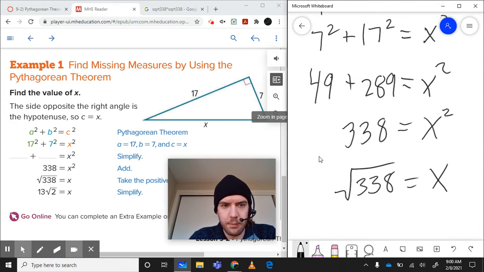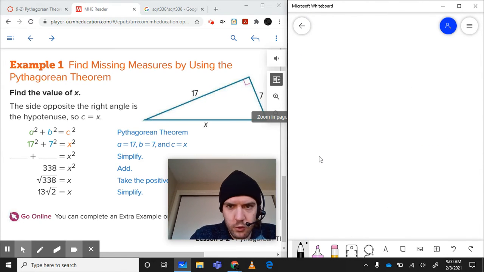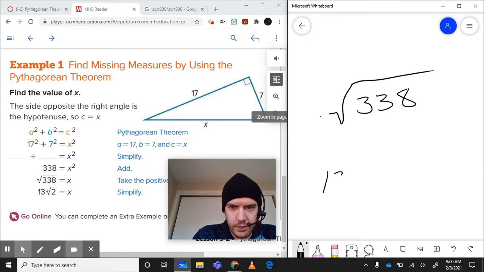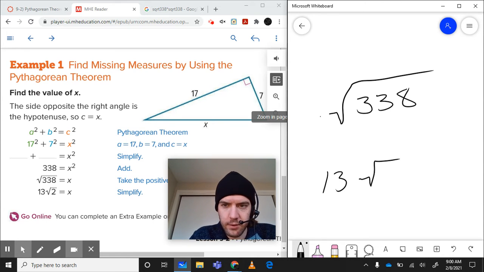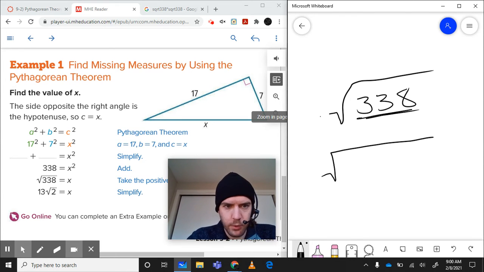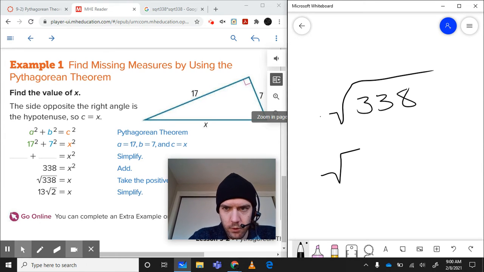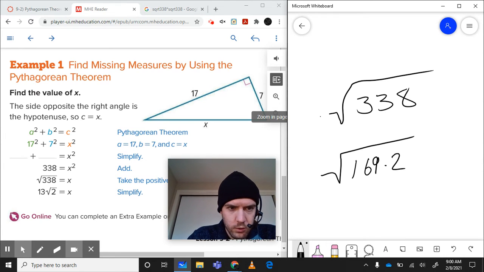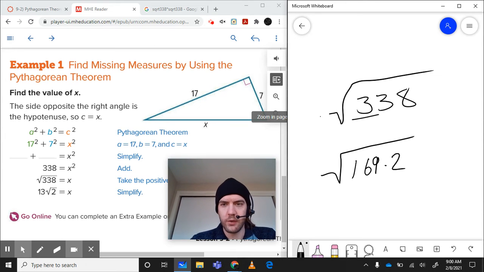Okay, the final thing they do is they simplify this in a certain way. So they say that square root of 338 is actually equal to 13 square root of 2. Now, the way they get that is they break up this number. So what they do is they say 338 is divisible by, well, it's an even number, so it's divisible by 2, first of all. So we could say, okay, what do we get if we divide it by 2? That would be 169 times 2. I believe that would be what we would get if we divided this by 2.